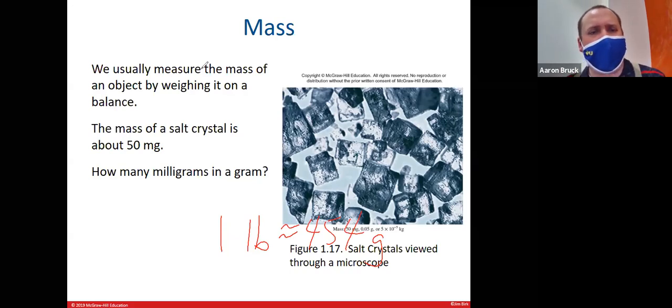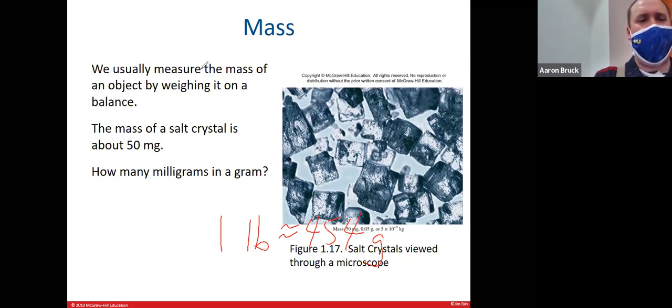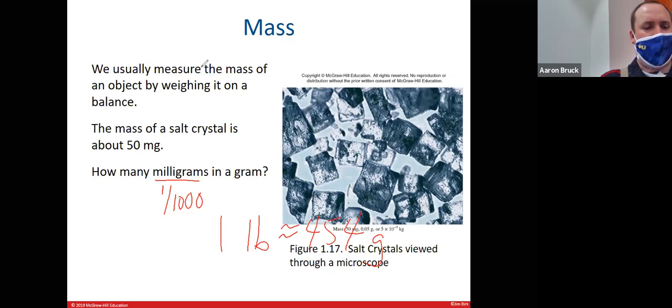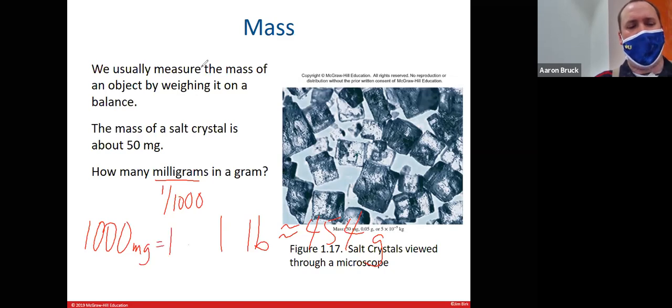As I said before, we usually measure masses by weighing them on balances. If I were to look, a salt crystal usually has a mass of about 50 milligrams. The question here is how many milligrams are in a gram. For that, we have to have some knowledge of our metric prefixes. The prefix milli literally means 1/1000th. So each milligram is 1/1000th of a gram. That means that there are 1,000 milligrams in 1 gram.